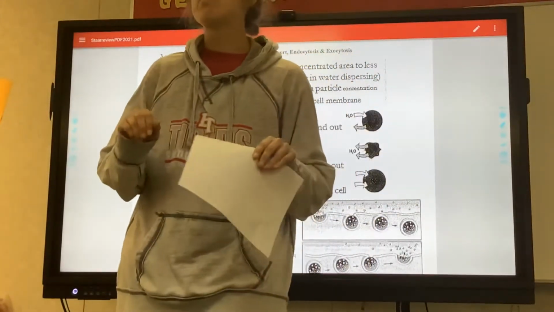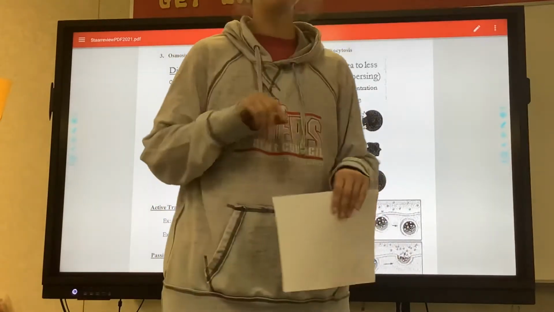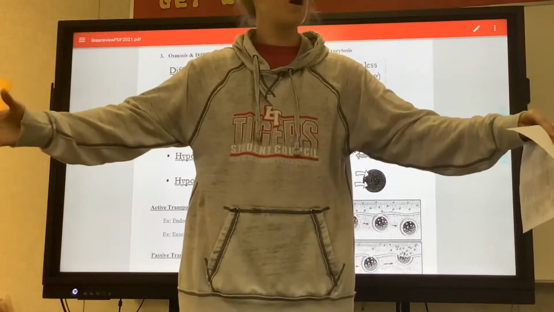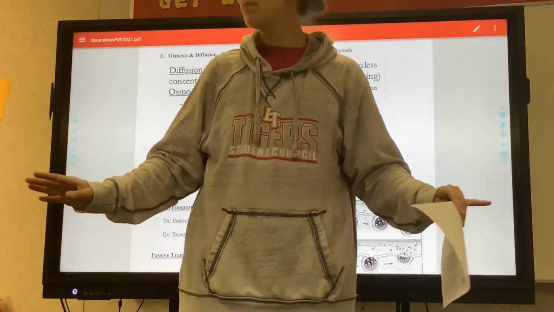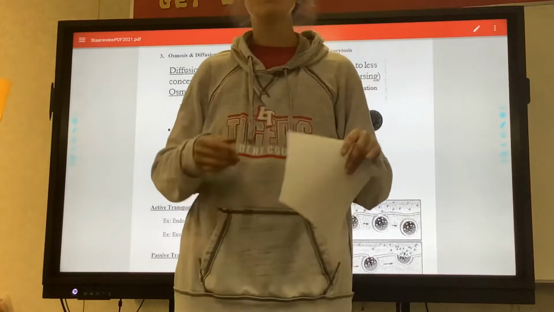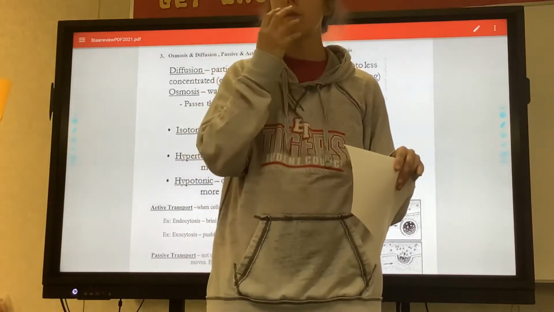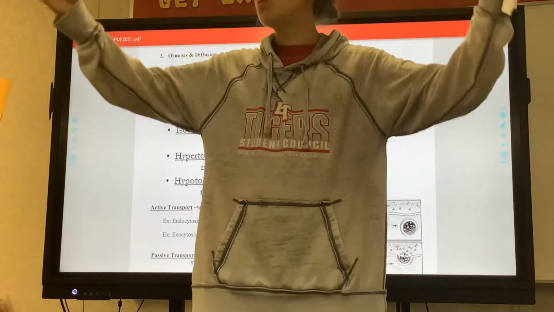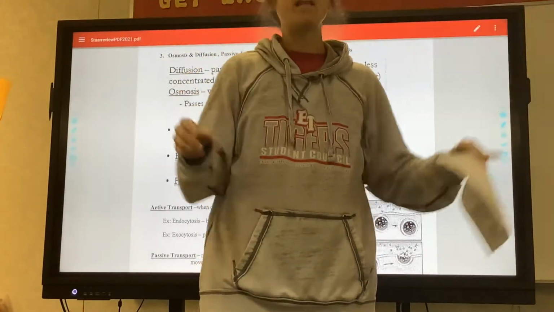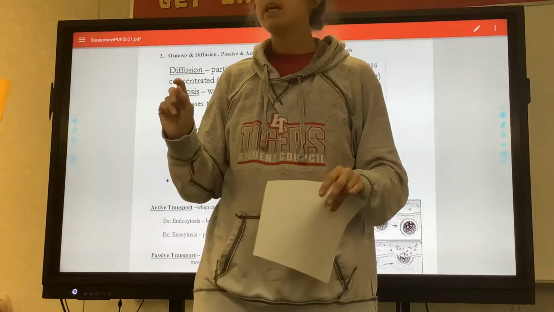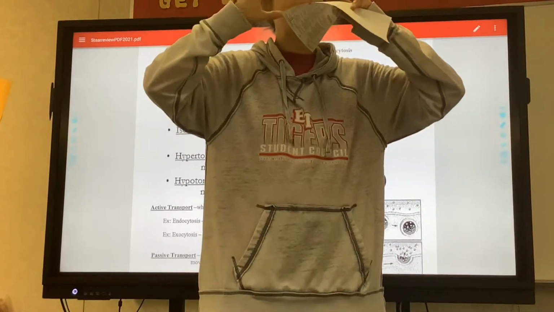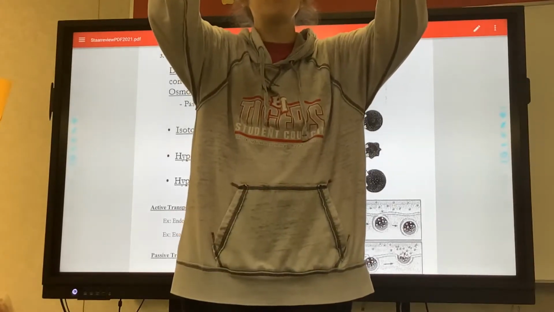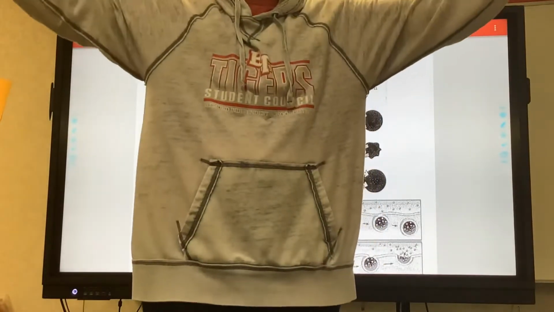So let's start off with passive. First one is diffusion. When you diffuse, you spread out. It's natural. You don't have to use energy to just spread out. Say if I had some smoke in my mouth and I blew it out, the smoke would diffuse. It would spread out. It would go from a high concentration in my mouth to the low concentration outside.